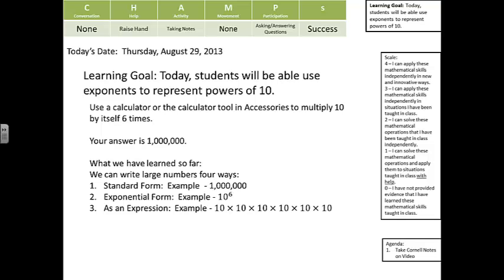The third way is as an expression. So 10 to the 6th power, the 10 with the exponent of 6, would be the same thing as 10 times 10 times 10 times 10 times 10 times 10.